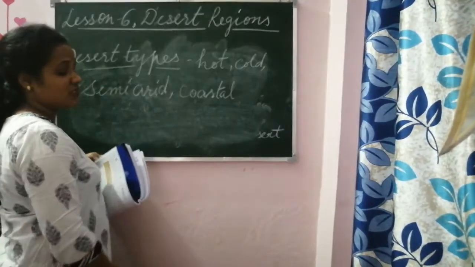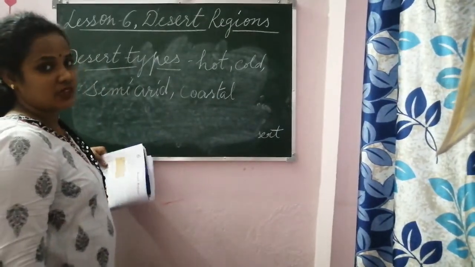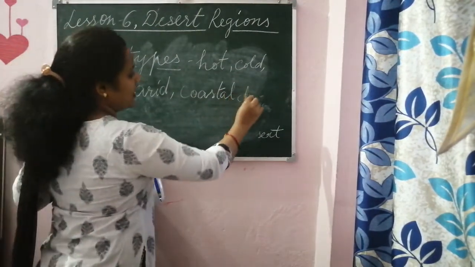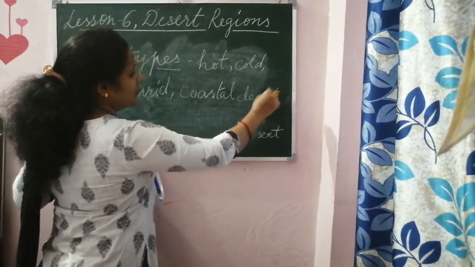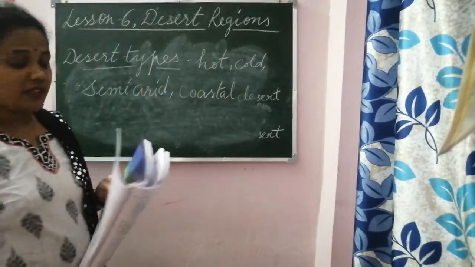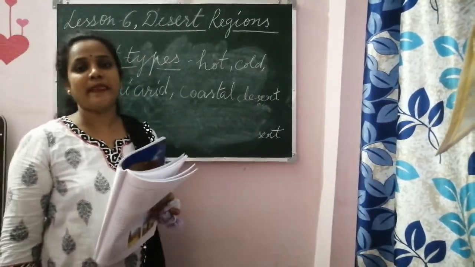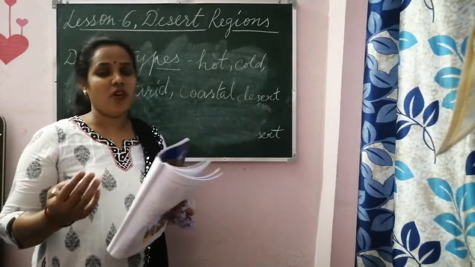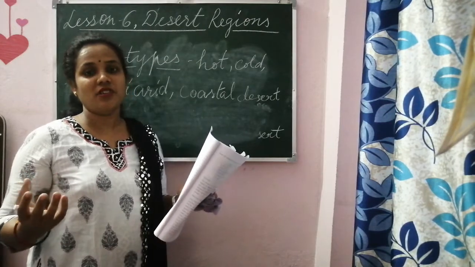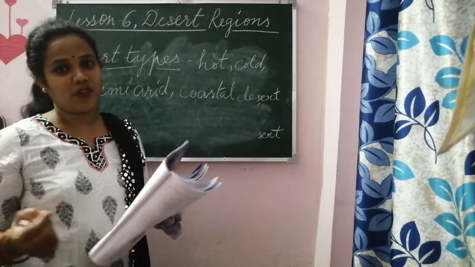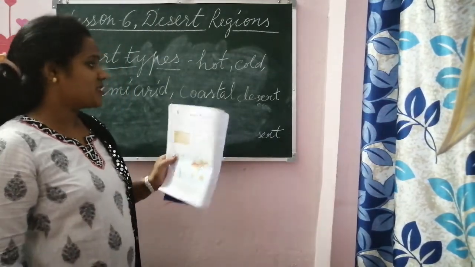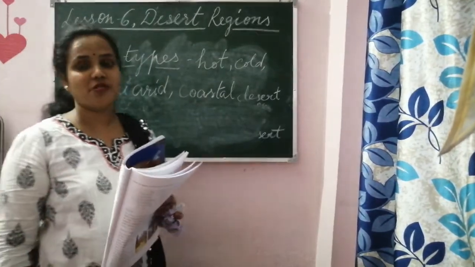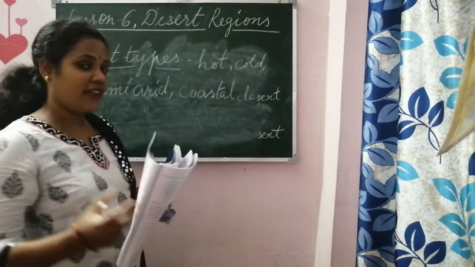Coastal is where the sea and land meet. Where the sea and land meet, you have coastal desert. What happens in a coastal desert? Because this place is near the sea, the wind is blowing from the sea. So it already does not have moisture, so there is no rainfall. So these places near the coast do not get moisture-filled rain, so they have very little rainfall.